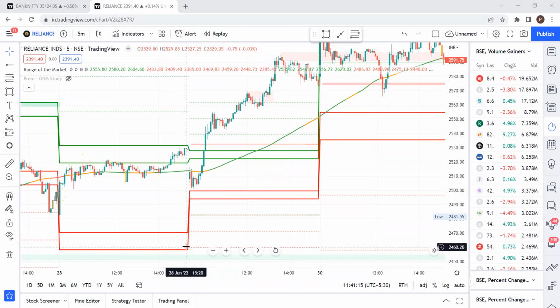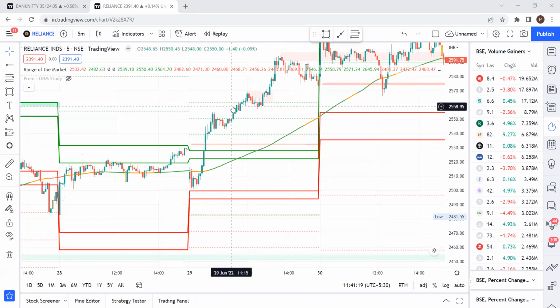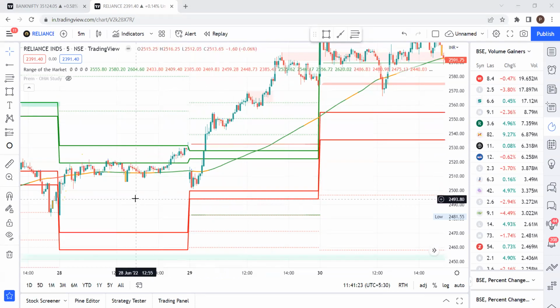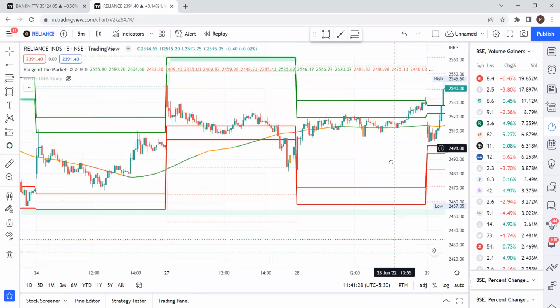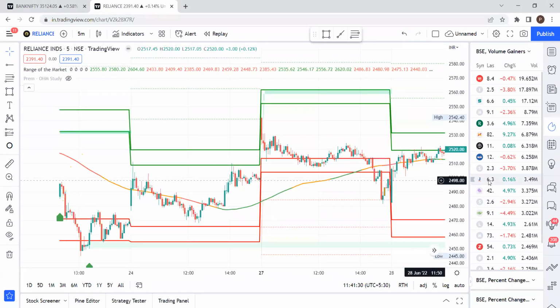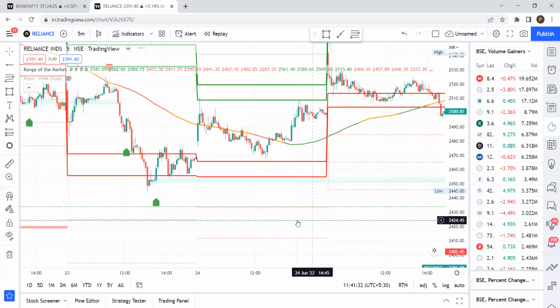Whenever it crosses above this level, it goes and hits this level, and then this level, and then this level. After hitting this level, there is selling. Same thing here. Whenever it goes and hits that particular area, it has to sell. I'll show you, it is not there as of now, but it will come and hit for support.